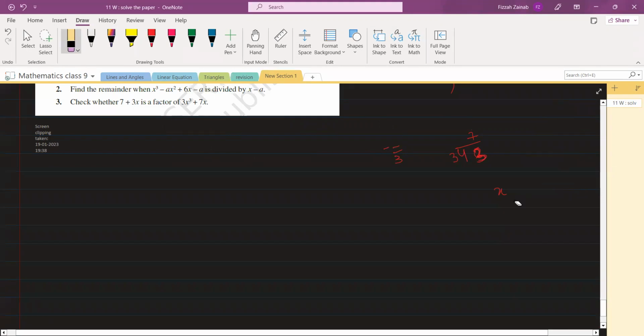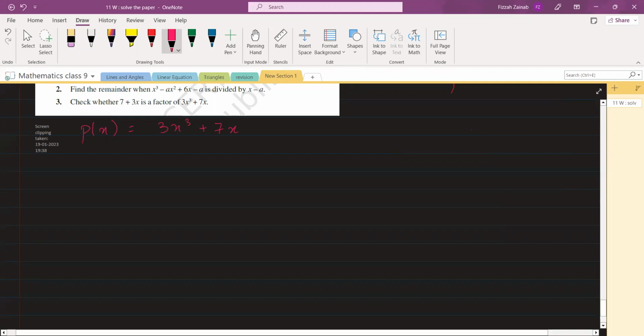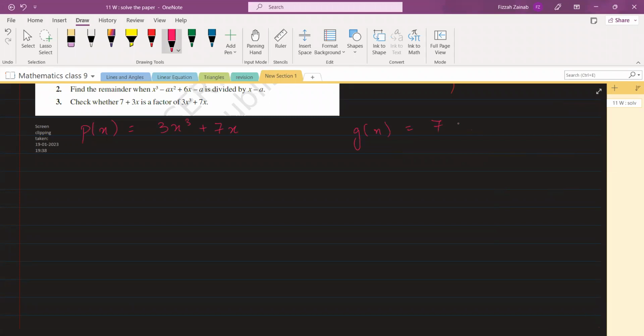So here's the third question. Your polynomial is 3x cube plus 7x, right? And this is your g(x), which you have to check whether it's a factor or not. Factor usually we see in the form of x minus a, clear? So we have to bring it in this form.